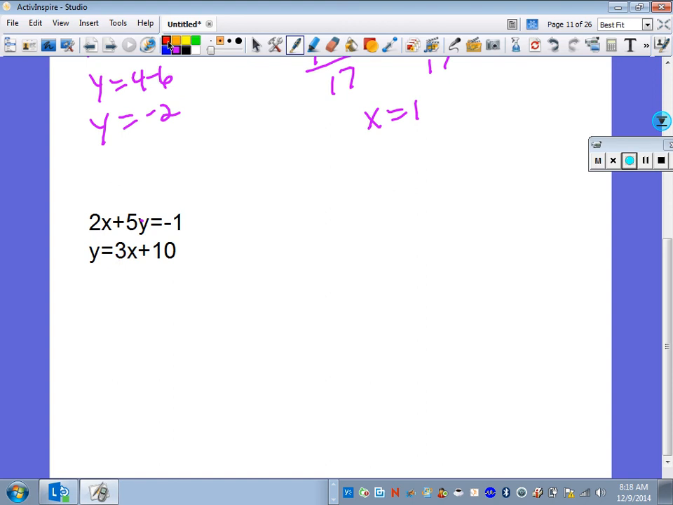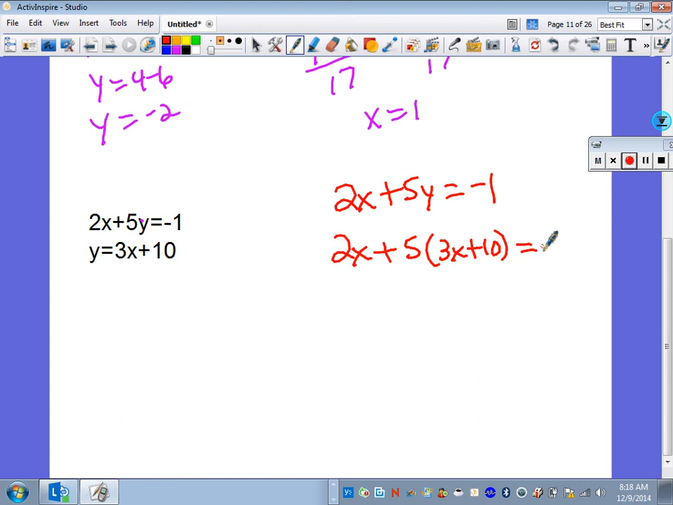Again, let's go with a different color. And so I have 2x plus 5y equals negative 1. So I'm going to have 2x plus 5 times 3x plus 10 equals negative 1. And now I'm going to do the same thing that I did. First of all, I'm going to do some distributive property. So you have 2x plus 15x plus 50 equals negative 1. So 17x plus 50 equals negative 1.